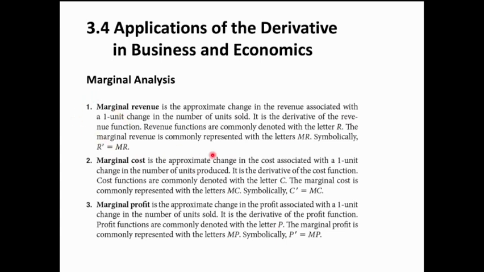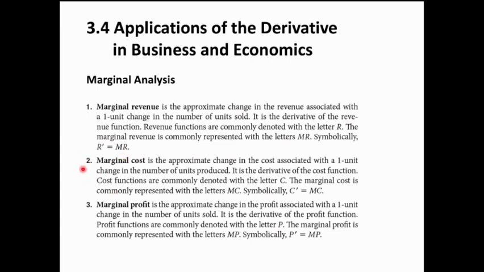So here's the official explanation that the author of the book has provided. But to break this down into plain language, the marginal revenue measures the approximate revenue change per unit item sold. So it's the derivative of the revenue function. So here's our notation here. The derivative of the revenue function, that's R prime. And then it could also be stated as MR for marginal revenue.